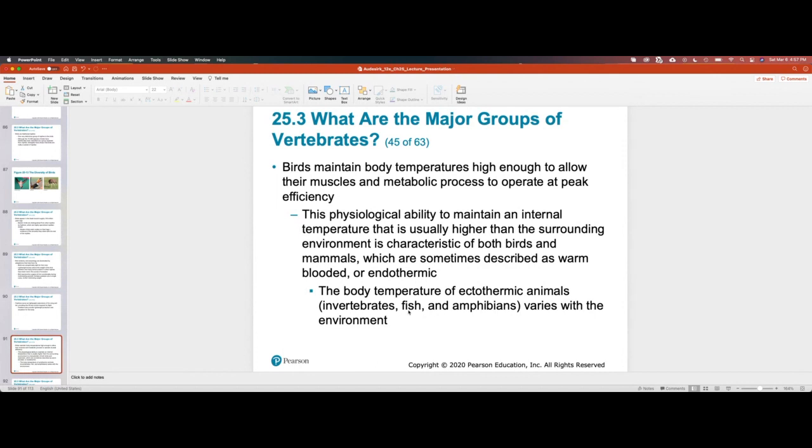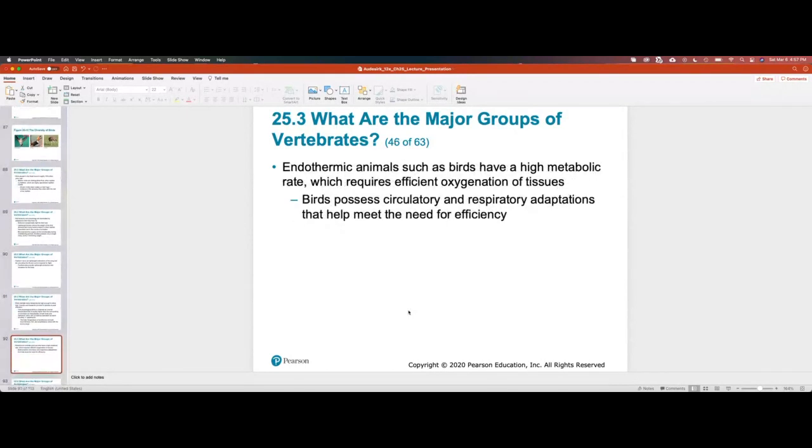What's interesting about birds as a subsection of reptiles, though, is that birds are endothermic. So they can maintain their body temperature independent of the external environment. And most times that body temperature is going to be higher or warmer than the environment. This is a consequence of their metabolism, which is going to be higher or faster than you typically see in reptiles.